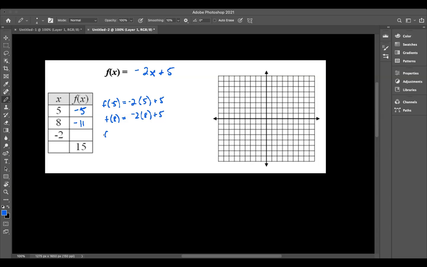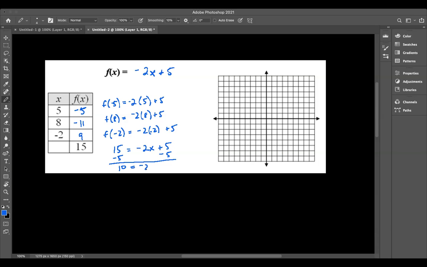Okay, and let's see. We plug in a -2 for the equation. That's going to turn to positive. So anytime it's negative times negative, it's going to turn to positive. So that would be -2 times -2 is 4, plus 5 is 9. Beautiful. And the last one, we have 15 on the other side. Now we're going to substitute in 15 for the f of x, and we're going to solve for x at this point. Okay, minus 5 from both sides.